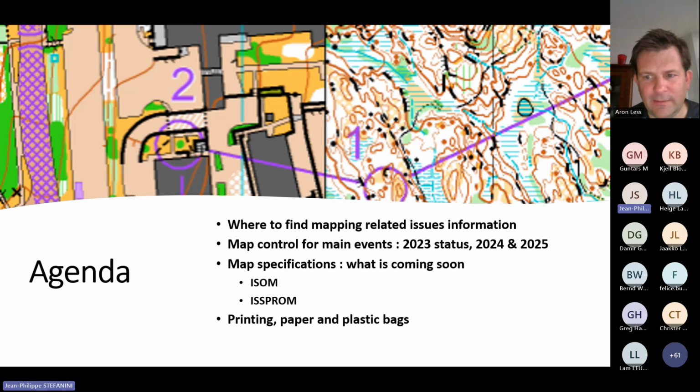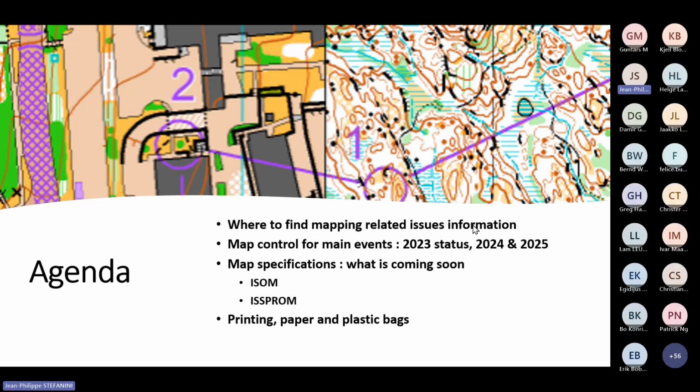So I will try to cover the following points. Some are in line with the previous one. The first point is where to find information about mapping within the IOF website, say official information. Then I will cover what we call map control by the Map Commissions, which is a pure technical control.